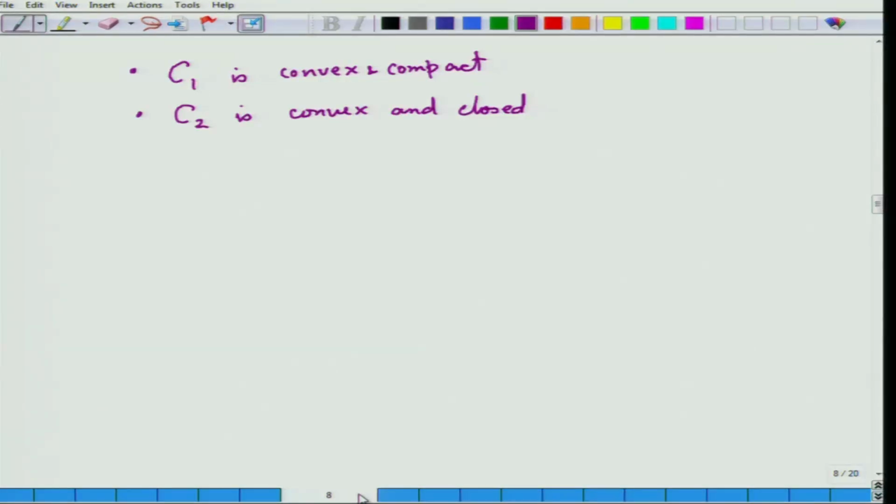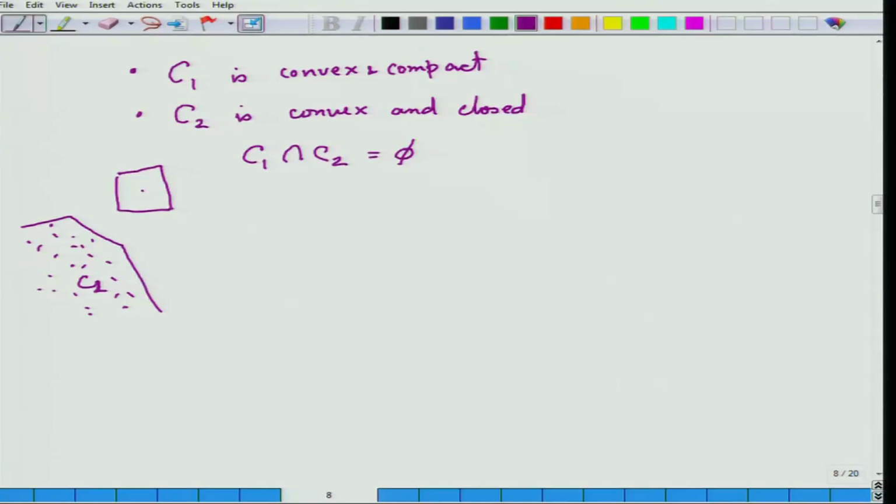What I am trying to say is that if this happens and C1 intersection C2 is empty, that is they are disjoint. So, you have a convex set like this, C2 which is closed, but need not be bounded, and you have another like this, C1 which is closed and bounded. What we are trying to say is that then a strict separation is possible. So, our conclusion is strict separation is possible.